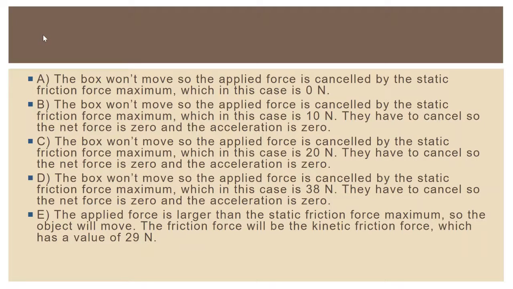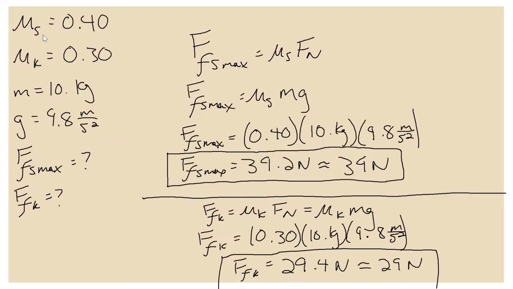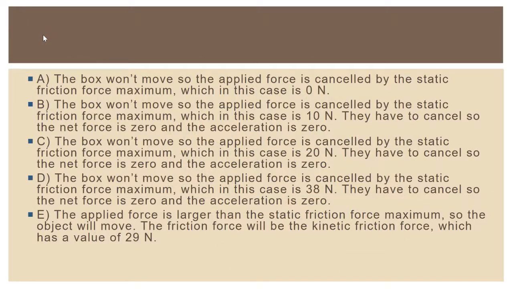So the pattern here, the scheme here is pretty simple. When the applied force is less than the static friction force maximum, it's not going to move. Whatever this actual static friction force is, it's got to be equal and opposite of the applied force, so they cancel to keep the net force 0 to keep the acceleration 0. But if the applied force is larger than the static friction force maximum, then that's going to make this thing move. And so the friction force that's going to be acting on it is the kinetic friction force. And it has a value of whatever the equation tells you. And when we did that calculation, we got 29 newtons, so it's going to be 29 newtons.